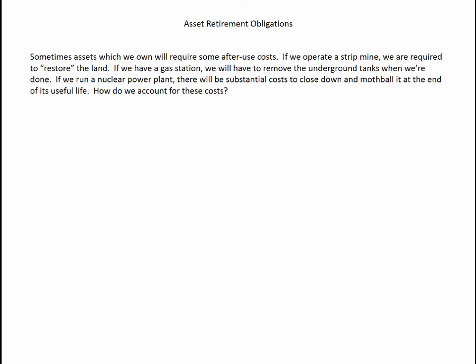Another topic which they put into this chapter is what's referred to as asset retirement obligations. Now actually asset retirement obligations tend to be long-term liabilities, but for whatever reason they put them in the current liability chapter. Sometimes we own assets which require some after-use costs. If you have a strip mine, the EPA or the State Department of Environmental Protection requires you to restore the land. You bring in some topsoil, plant some trees, and pretend it's all okay.